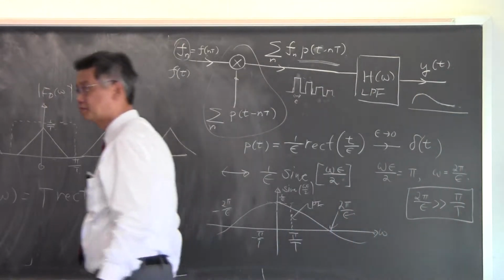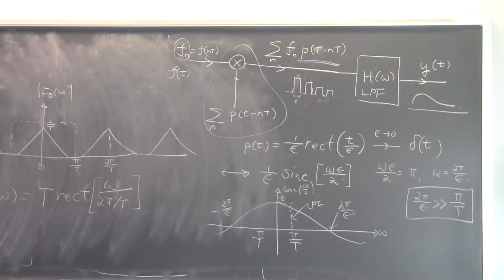Yes? When you look at the Fourier transform back to t over epsilon, what if the 1 over epsilon cancels? Is there a 1 over epsilon in the front? No, when you Fourier transform back to t over epsilon, you get t over epsilon.